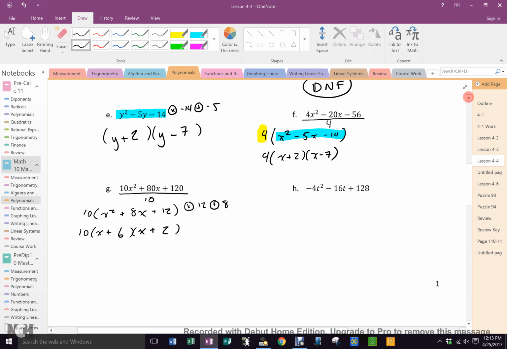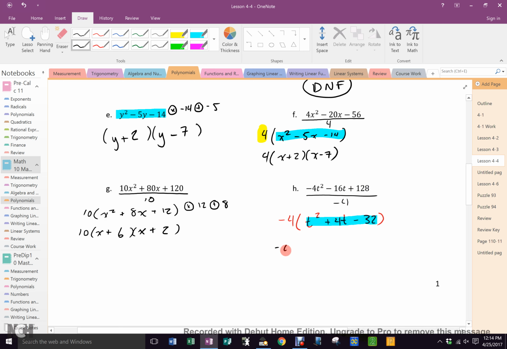Look at H, and once again, tell me what's weird. It's a negative 4. Do we ever like negatives? Do we? No. We want to get rid of negative 4. Well, how do I get rid of it? I divide by negative 4. What goes out front now? Negative 4. And what does that negative do to all these signs? Changes them. So this becomes positive t squared. What does this become? Positive 4t. And what does this become? Minus 32. Does this now look like something we might be able to factor?